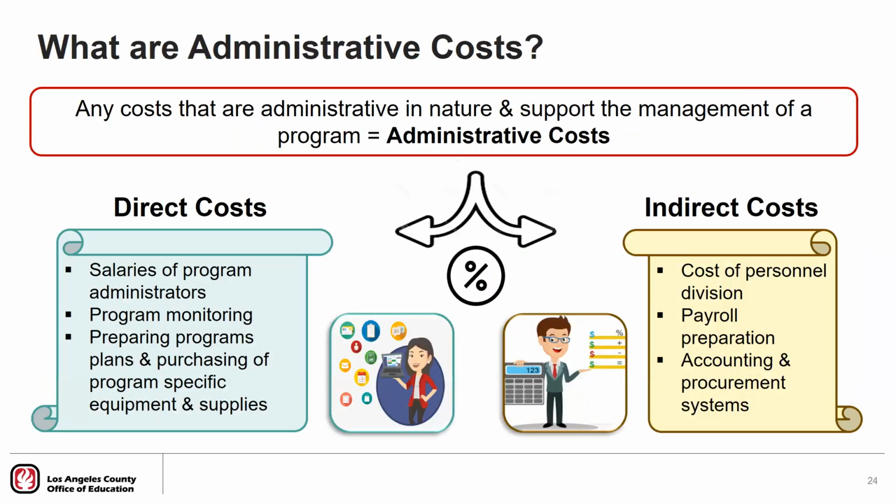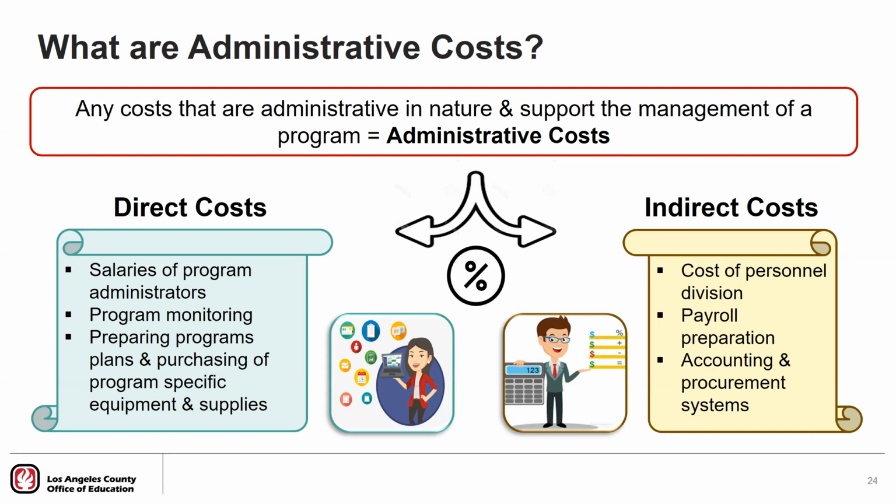So moving on to the next category for 400, we have administrative costs. Any costs that are administrative in nature and support the management of a program are considered to be administrative costs. But buyer beware. Costs of program administration may be direct or indirect depending on how they are described in the law. For example, salaries of program administrators who conduct program monitoring, prepare program plans, and purchase program-specific equipment and supplies may be considered direct costs if allowed under specific programs.